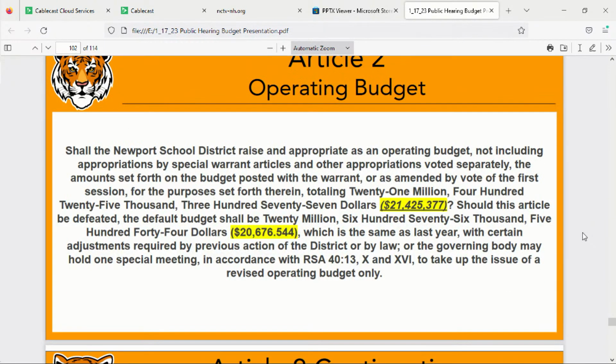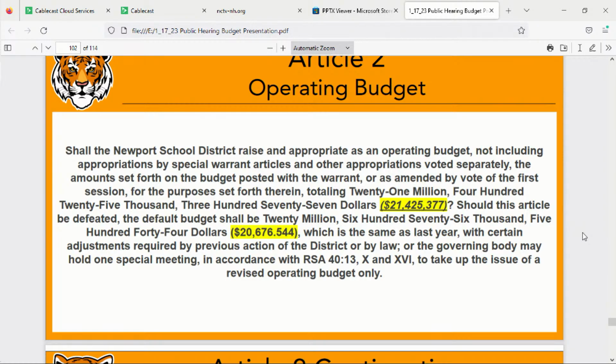Shall the Newport School District raise and appropriate as an operating budget, not including appropriations by special warrant articles and other appropriations voted separately, the amount set forth on the budget proposed with the warrant or as amended by vote of the first session for the purposes set forth therein, totaling $21,425,377. Should this article be defeated, the default budget shall be $20,676,544, which is the same as last year, with certain adjustments required by previous action of the district or by law, or the governing body may hold 1 special meeting in accordance with RSA 40:13-10, Roman numeral 10 and Roman numeral 16, to take up the issue of a revised operating budget only.